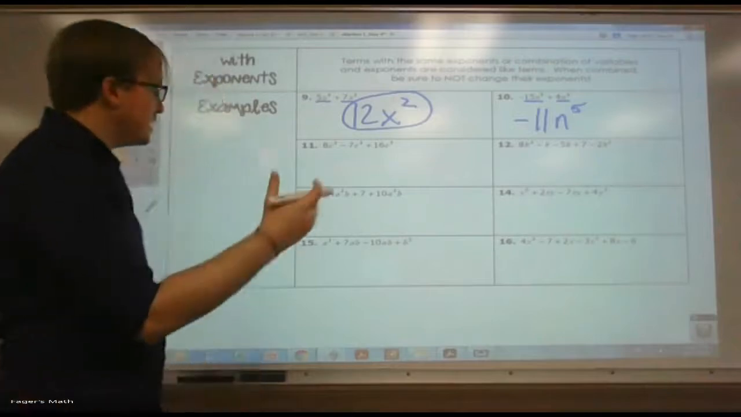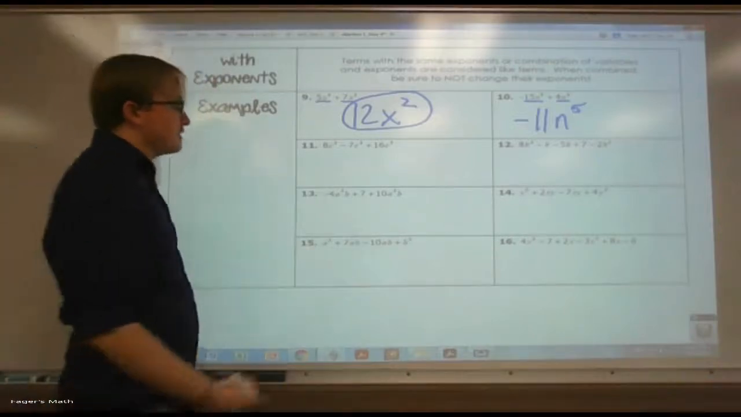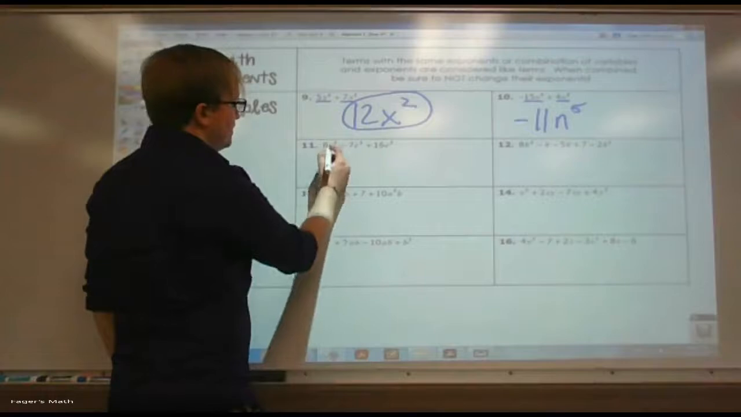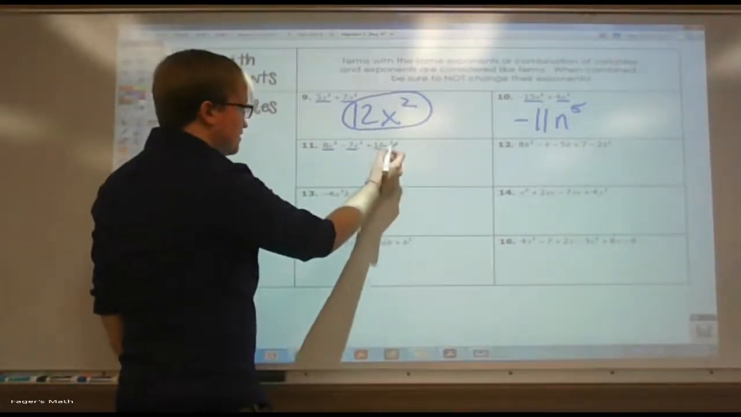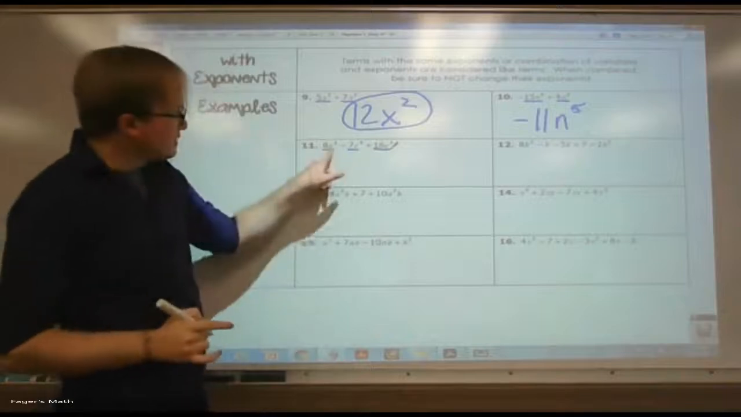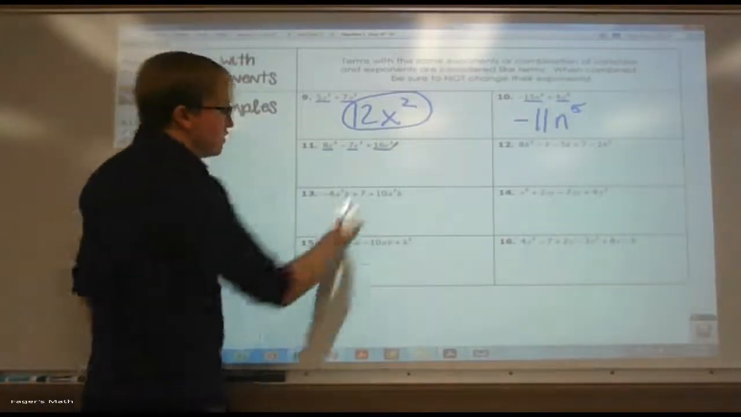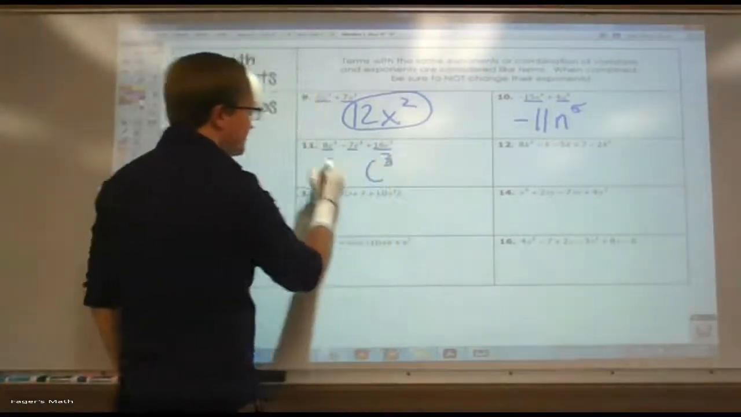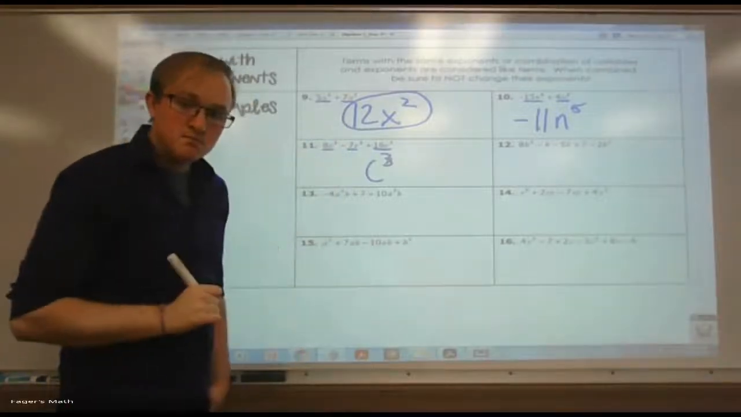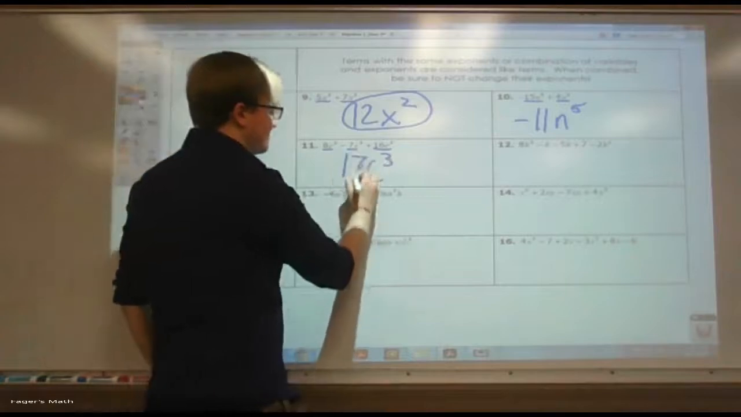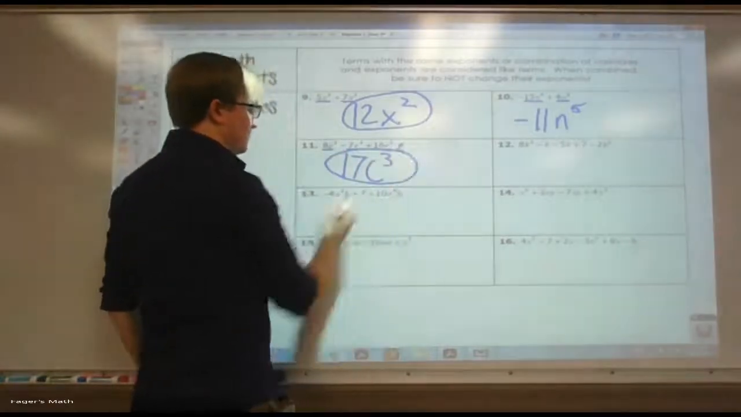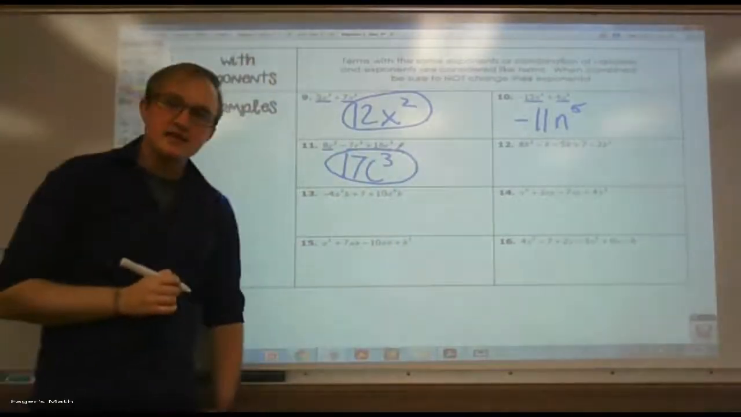All right, let's see what we have next. We have one that's a little bit different. I've got a c to the 3rd, c to the 3rd, c to the 3rd. Notice that all of these exponents are still the same. So it's always c to the 3rd. 8 minus 7, that's just 1, plus 16 makes 17. 17c cubed.